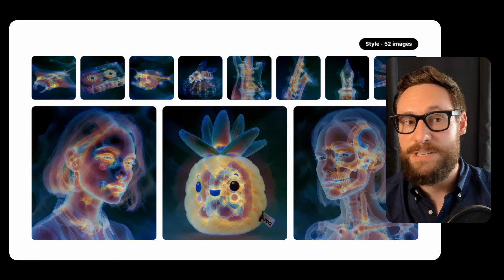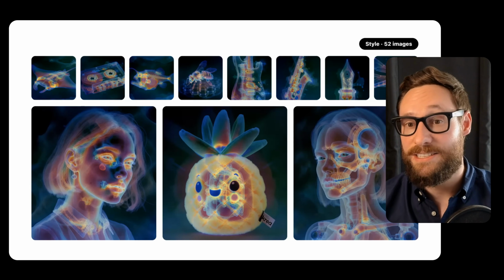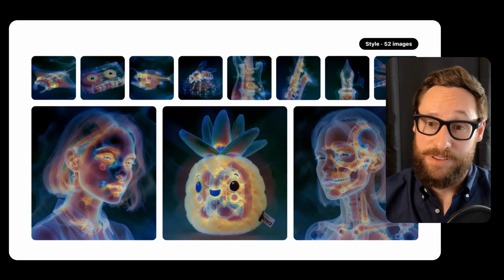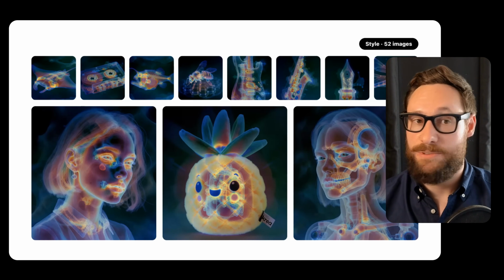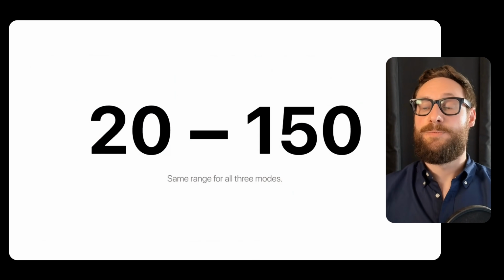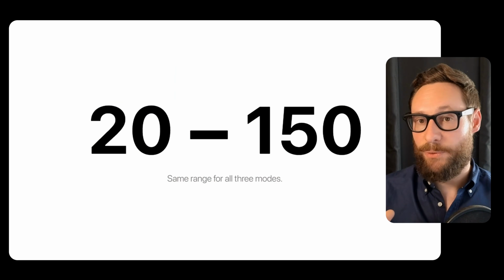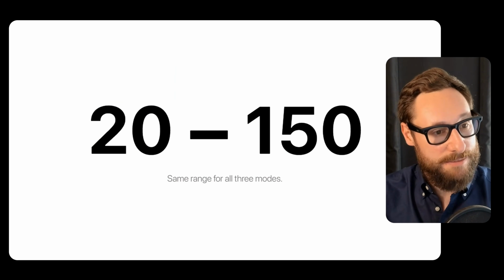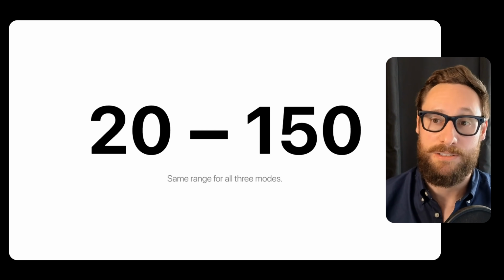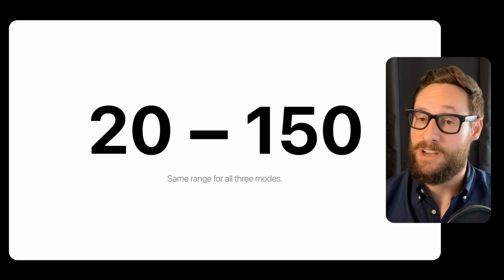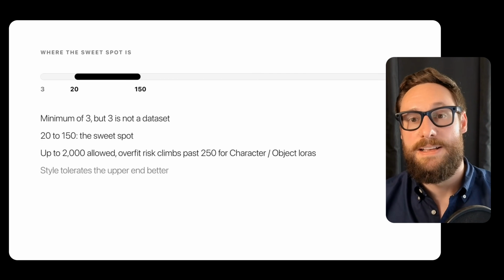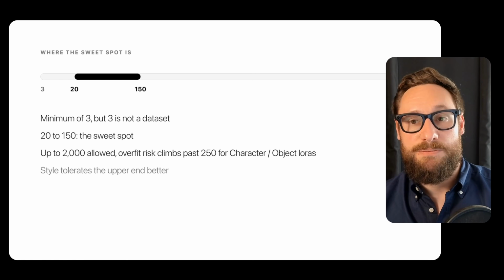So this actually brings us nicely to the question I get more than any other, which is how many images are enough images? Because this was 52, and 30 was previously for the character. So this is a good range. Between something like 20 and 150 is great, but it really does also depend on the mode or the type of Lora that you are training. And so this is the sweet spot.